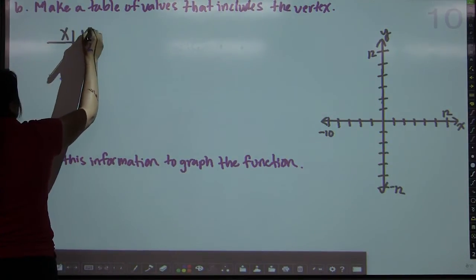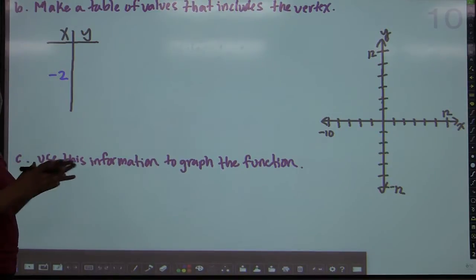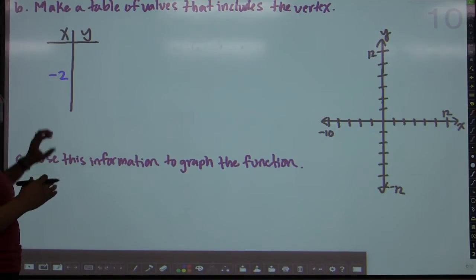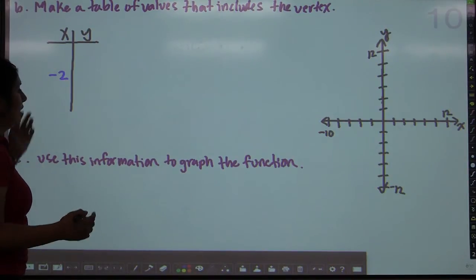Always placing the vertex, which we said earlier was -2, always placing the vertex in the center of that t-table. So when it says make a table of values that includes the vertex, we want to strategically place the vertex in the middle. And then, because of the symmetry that surrounds the vertex, we want to make sure that we pick 1 point to the right of the vertex and 1 point to the left.